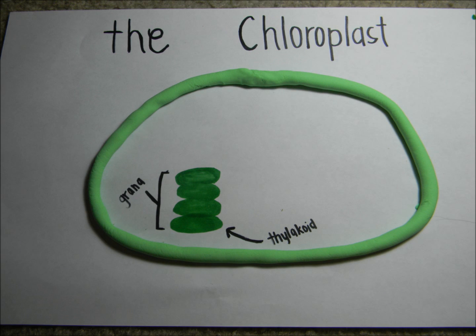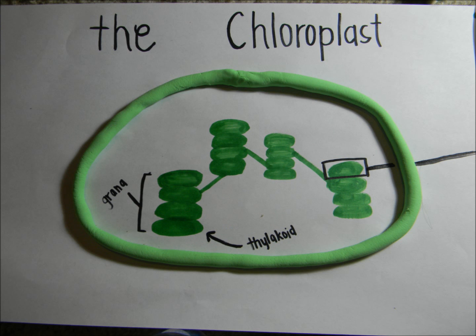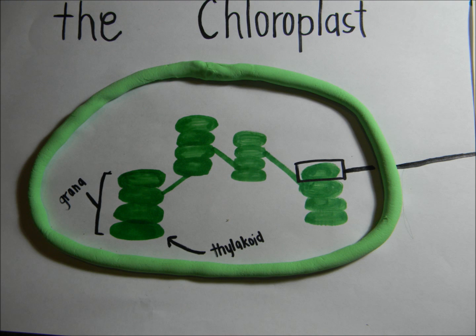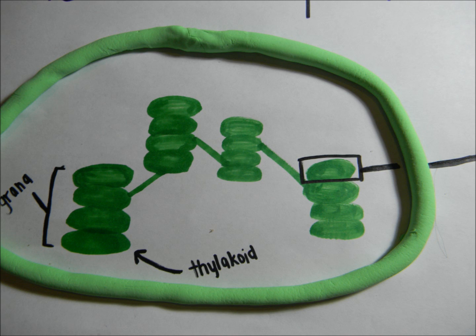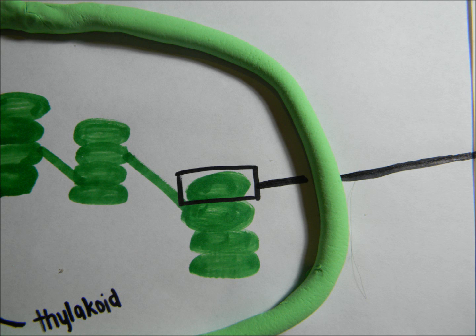A stack of thylakoids is called grana. As different stacks of grana are connected, the chloroplast is formed. Surrounding these stacks is a jelly-like substance called the stroma. This is where the Calvin cycle, or light-independent reaction, occurs.